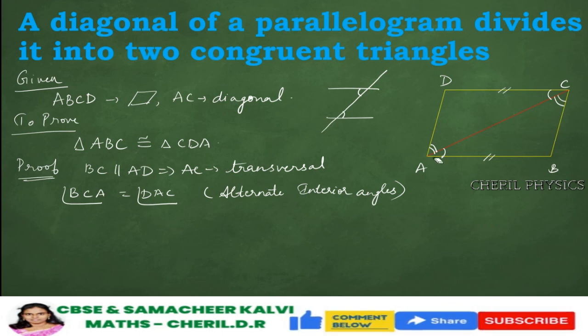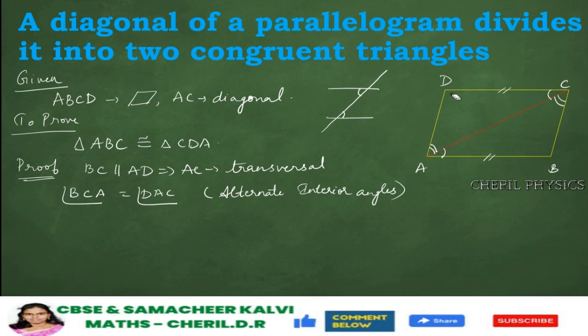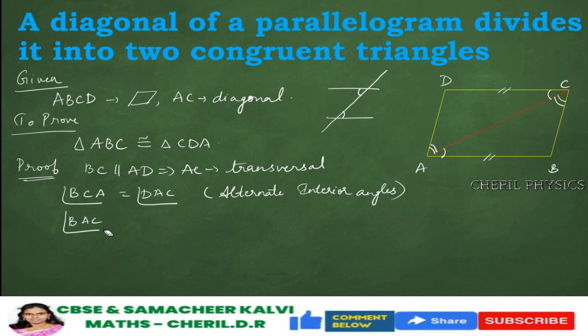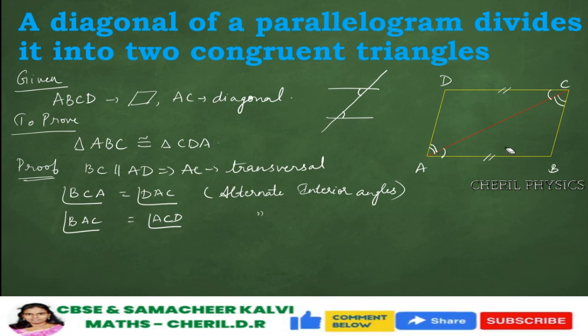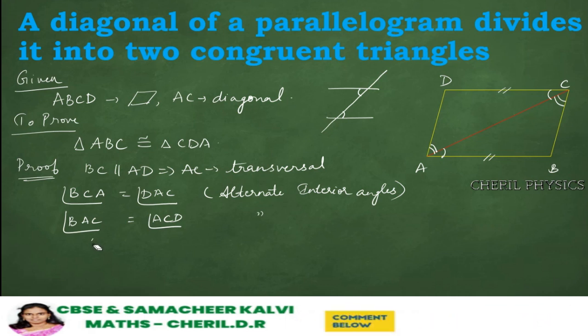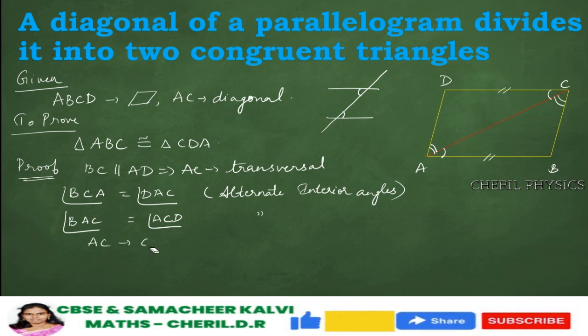What are the other two angles here? It is going to be BAC and ACD. This is also the same case, and we know that in these two triangles this AC is going to be common. That is, AC is common.